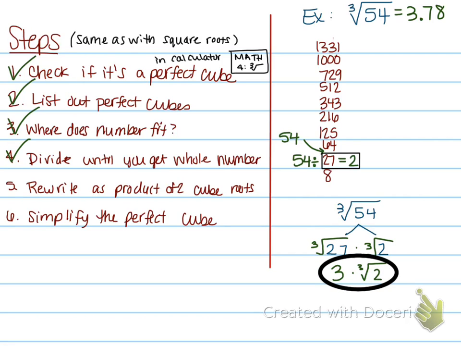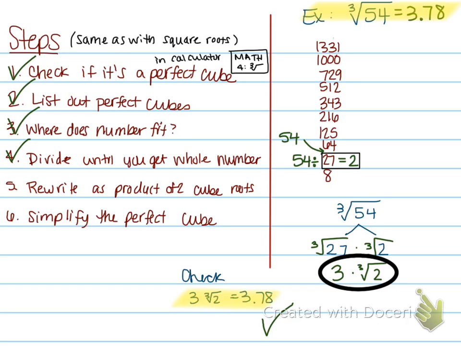I'm going to check to make sure I did it correctly again. So in my calculator, I'm going to type in 3 times the cube root, so math, fourth answer, the number 2, and hit enter. When I check this, I see that 3 times the cube root of 2 equals 3.78. This needs to be the same decimal I got up top. And it is. Therefore, I did my problem correctly.